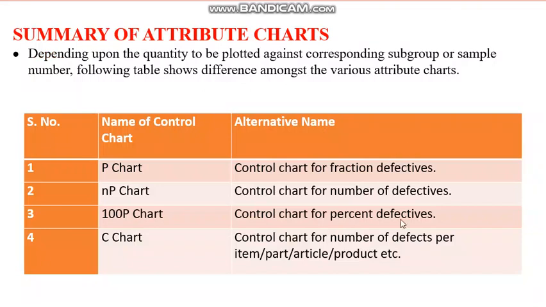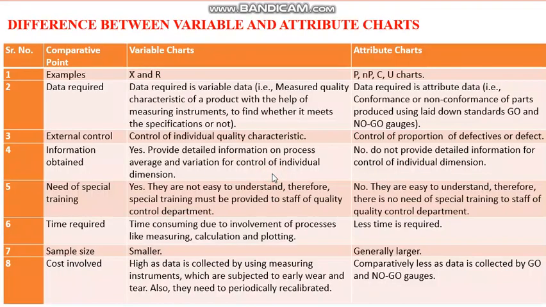Another thing is C chart. C chart is the control chart for number of defects per item or per part, when the sample size is uniform. And U chart, you can add one more. U chart is the control chart for number of defects per item when the sample size is varying. Here also you can write that: in P chart, sample size is varying; in NP chart, it is uniform.